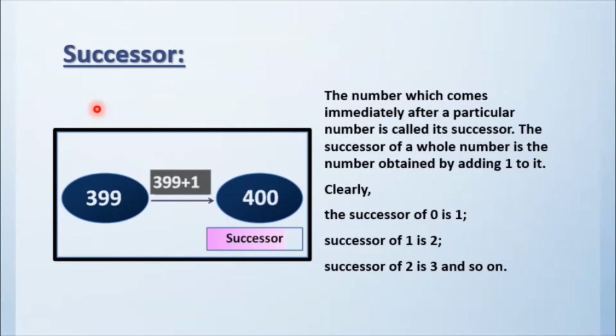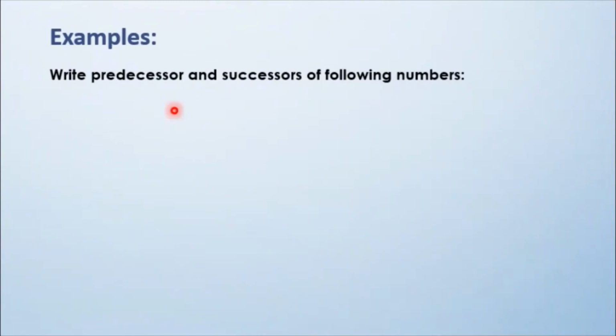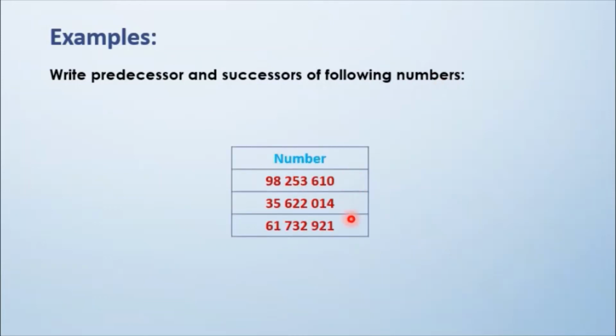What is a successor? The number which comes immediately after a particular number is called its successor. The successor of a whole number is the number obtained by adding 1 to it. Look here, 400 is the successor of 399. Clearly, the successor of 0 is 1, the successor of 1 is 2, the successor of 2 is 3, and so on. Now we will solve some examples. Write the predecessor and successor of the following numbers. Here we are given some 8-digit numbers and we have to write their predecessors and successors.